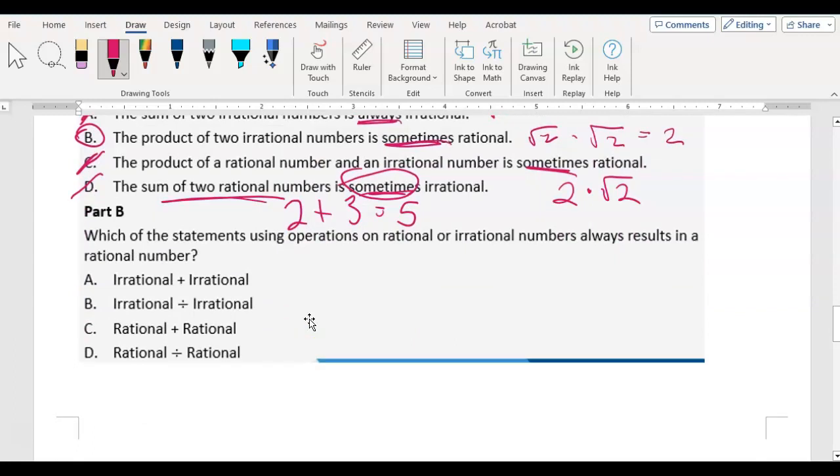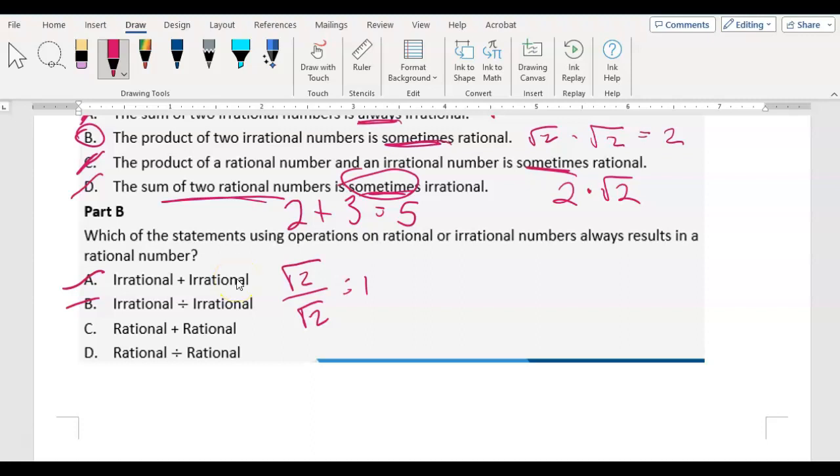For part B, it says which of the statements using operations on rational and irrational numbers always results in a rational number. So 100% of the time, which of these produce a rational number? So irrational plus irrational, no. We know irrational plus irrational is not always going to give us a rational. Irrational divided by irrational will sometimes give us a rational number, right? For example, if I did the square root of 2 divided by the square root of 2, that's going to give me 1, right? But not always.